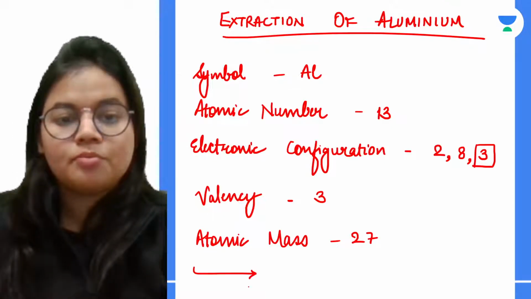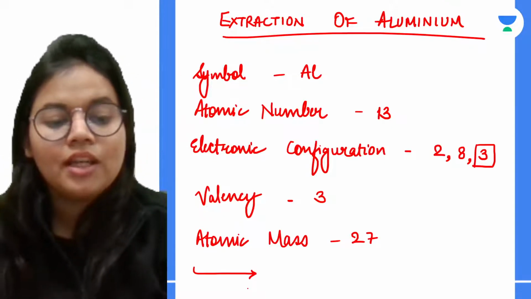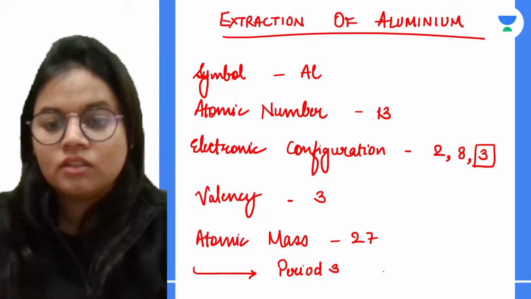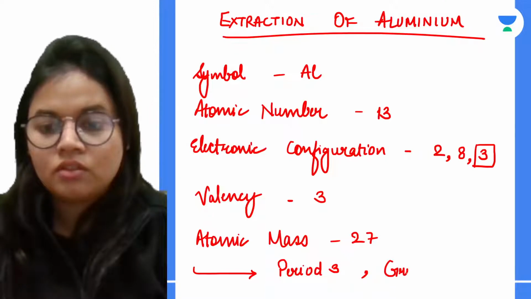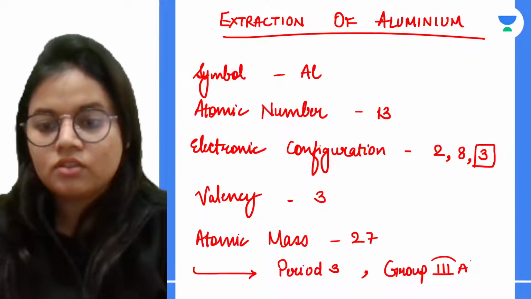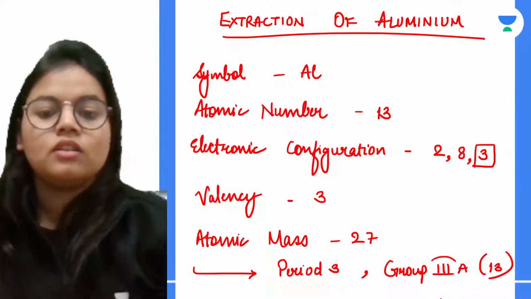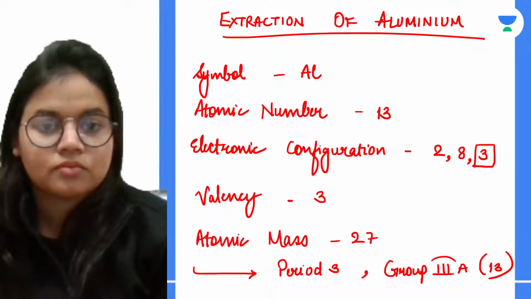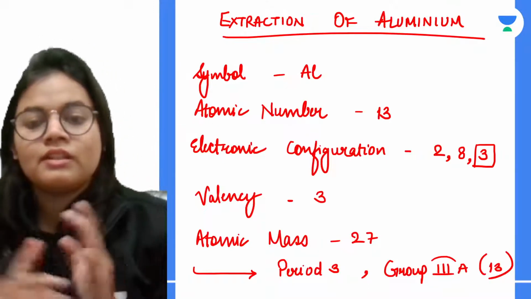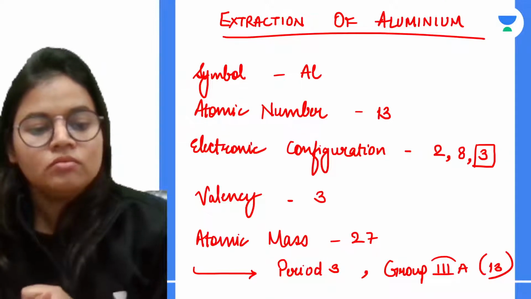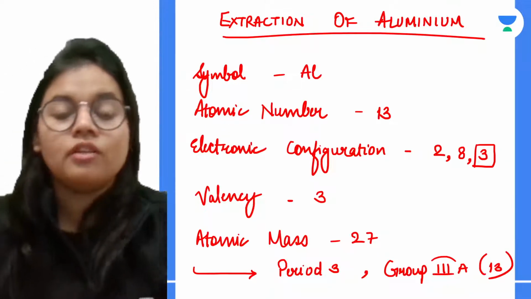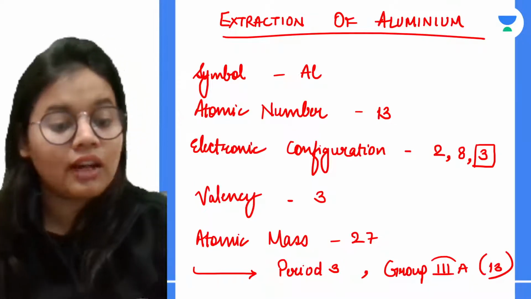And what is its position in the periodic table? It is present in period 3, group 3A. That is group 13. Okay, boron family. Now, students, this is a brief about aluminium, and aluminium is the most abundant metal present in the Earth's crust.